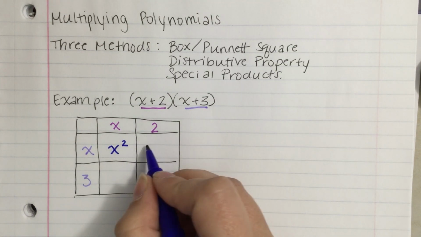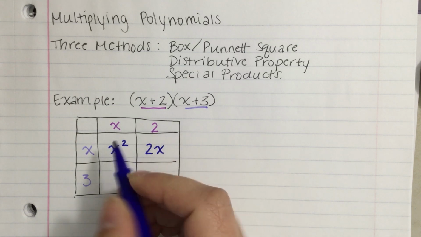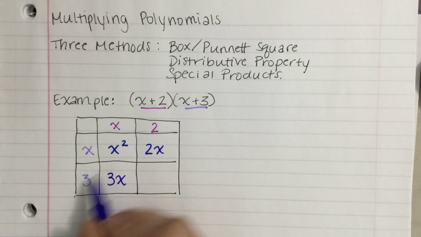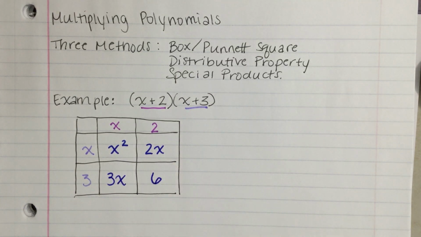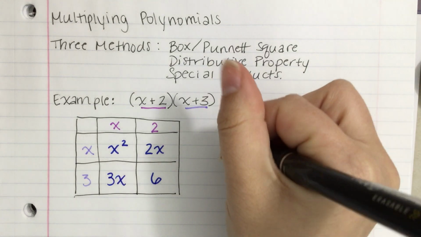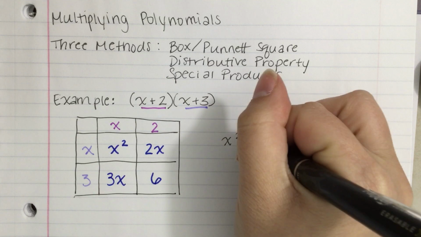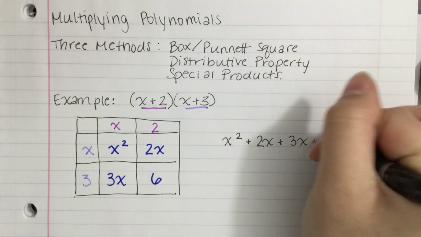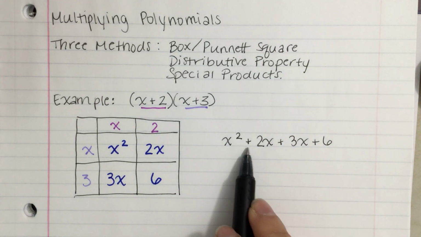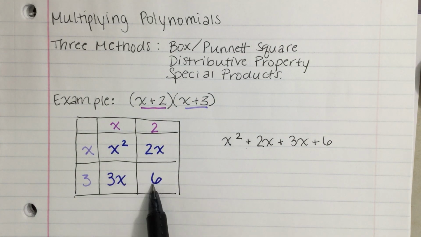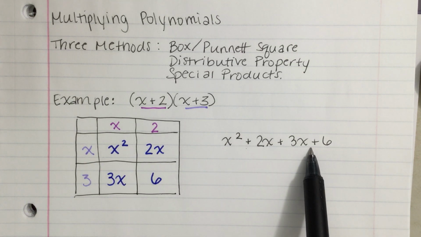2 times x would get me 2x. 3 times x would be 3x. And 3 times 2 would be 6. From there, I now have 4 terms, and I'm actually going to pull them out of my diagram. So I have x squared plus 2x plus 3x plus 6. You'll notice I put plus signs in between all 4. It's because all of these are in fact positive, so I'll keep them as positives here.